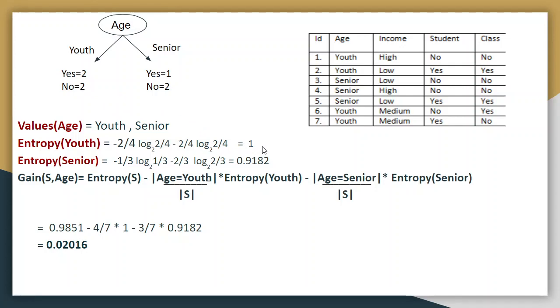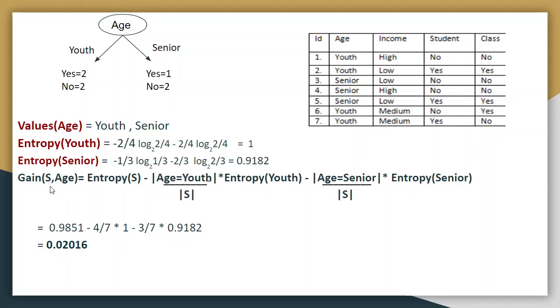And one more thing I want to tell you over here is that this is the impurest split, because both the class levels are equally distributed. We have equal distribution in both the classes. So we know that entropy ranges between 0 to 1, and if its value is 1, that is the highest impure split. And I have calculated the entropy for senior in the same way.